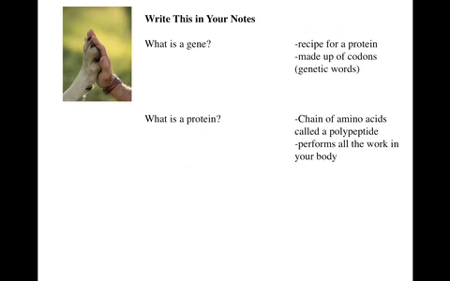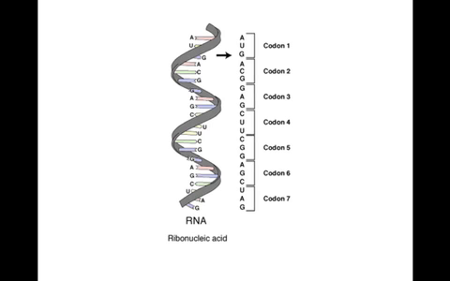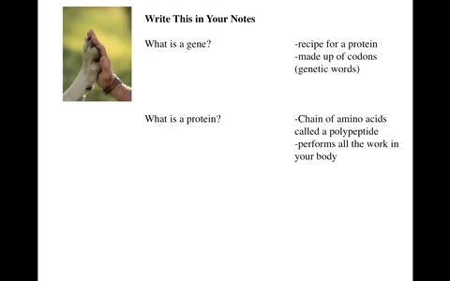So what I'd like you to write in your notes is that a gene is basically a recipe for a protein, and it's made up of codons. And again, codons are genetic words, and hopefully you drew this picture. I'm going back to it. You drew this picture right here in your notes, and if you didn't, make sure you do. And then go ahead and pause and write down this information.